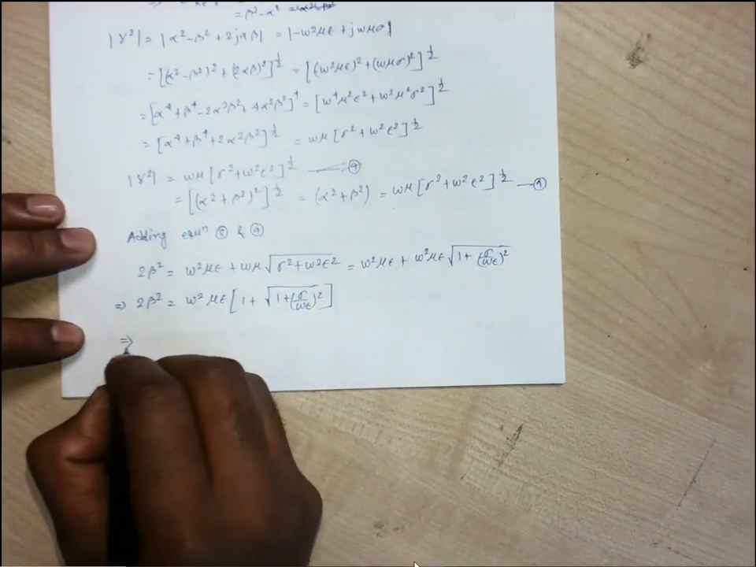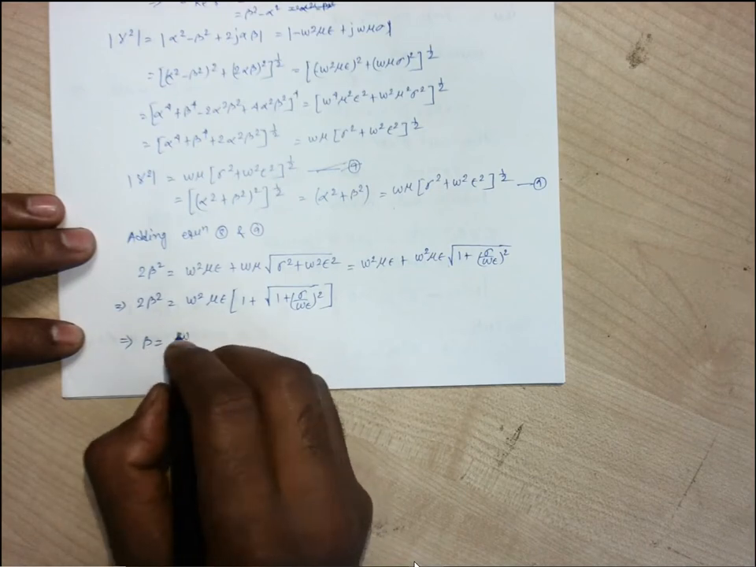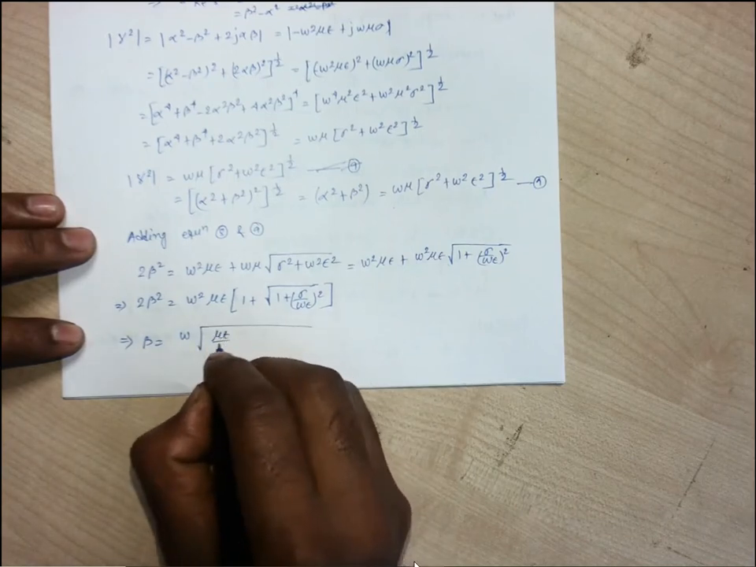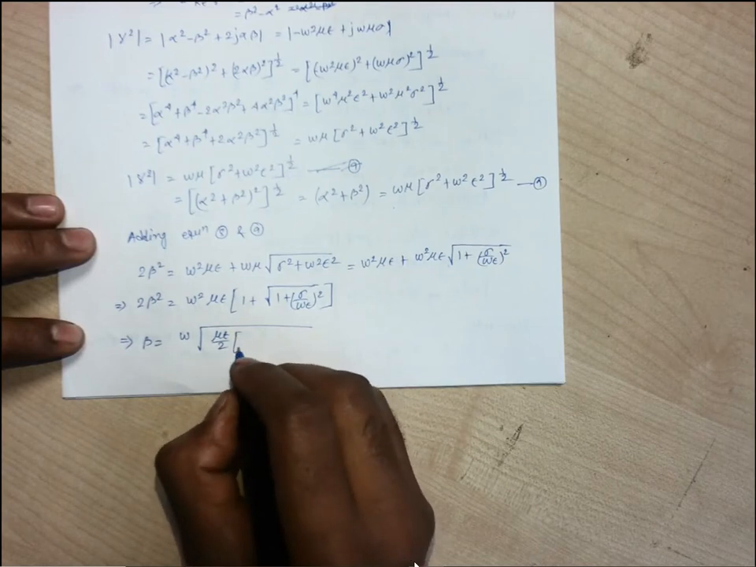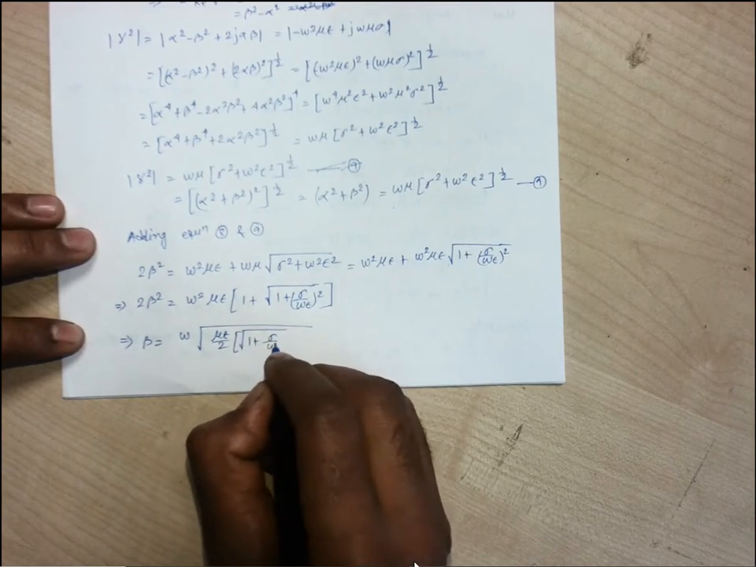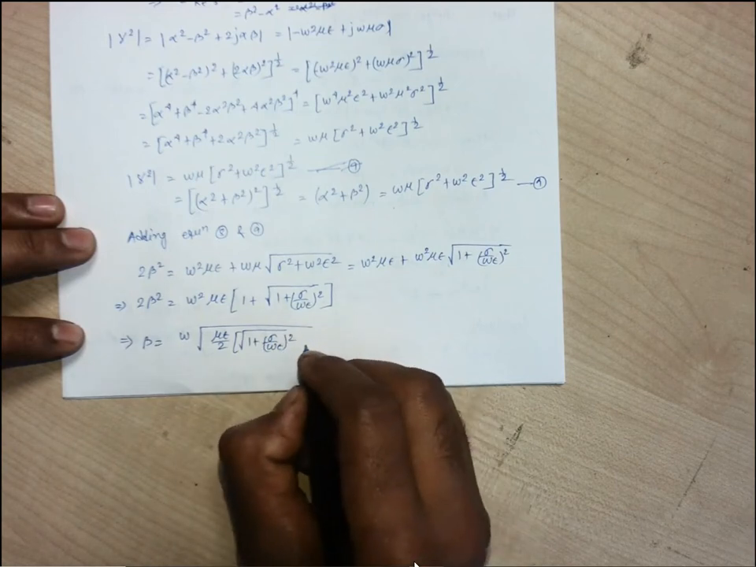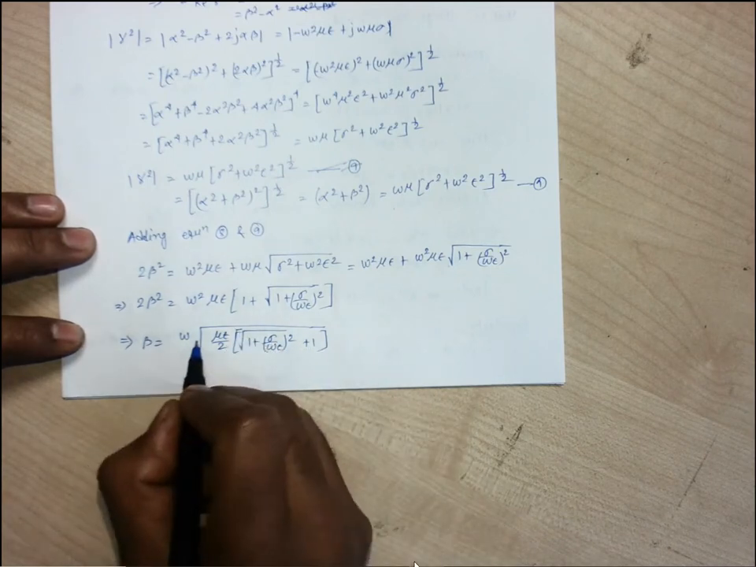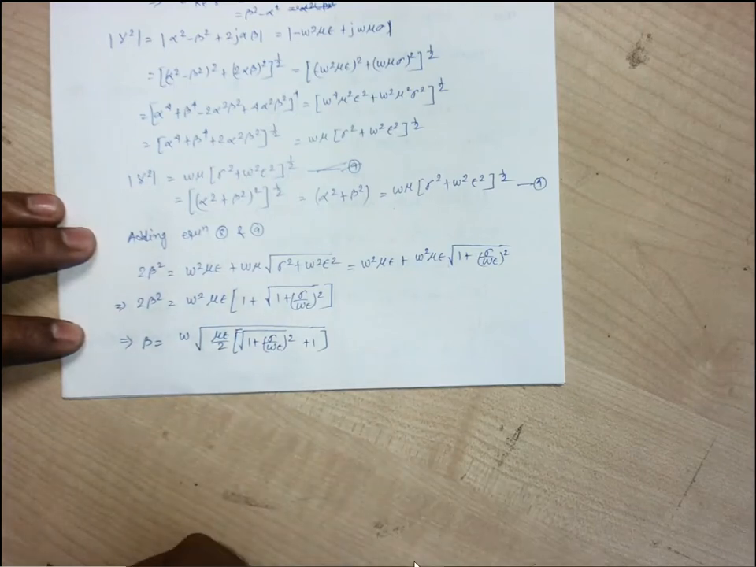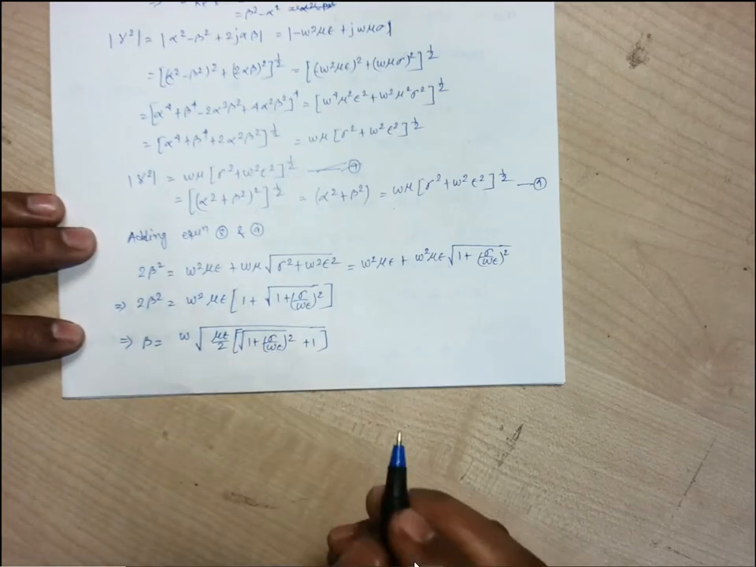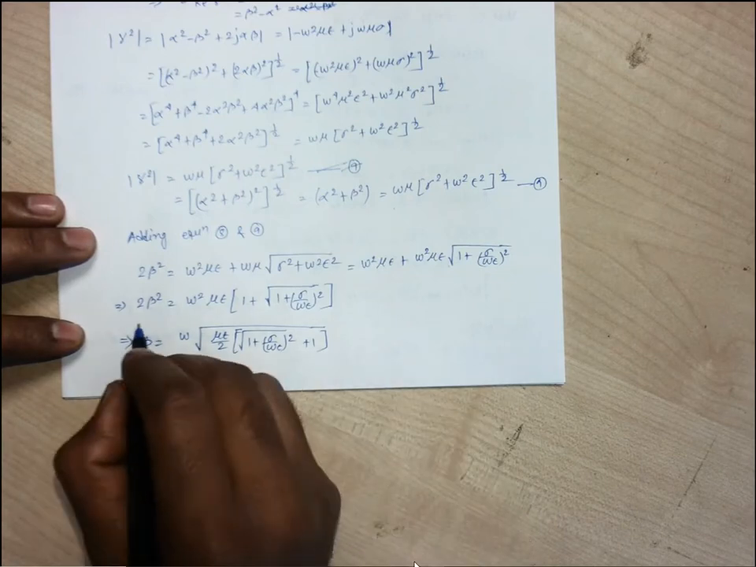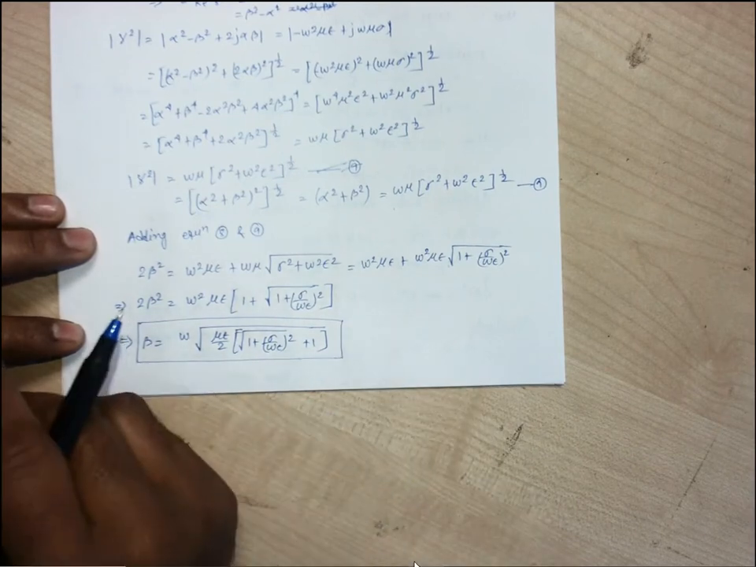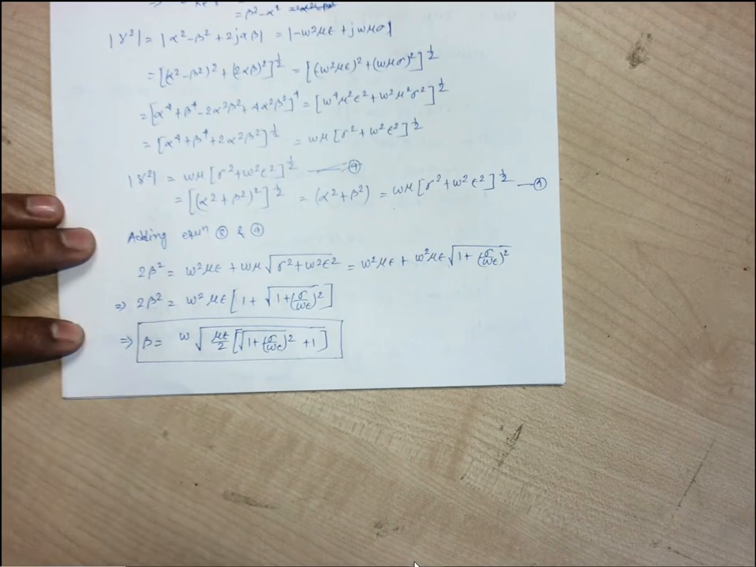So what will be our beta? Beta will be omega square, if we take out root then omega will come out, omega mu epsilon by 2 into root over of 1 plus sigma by omega epsilon whole square plus 1. It is omega root over of mu epsilon by 2 into root over of 1 plus sigma by omega epsilon whole square plus 1. It is the expression of the phase shift constant.